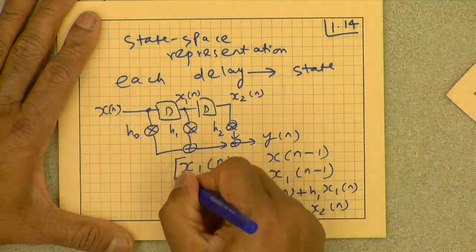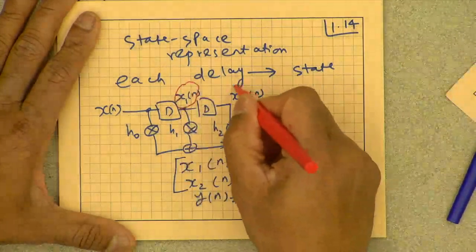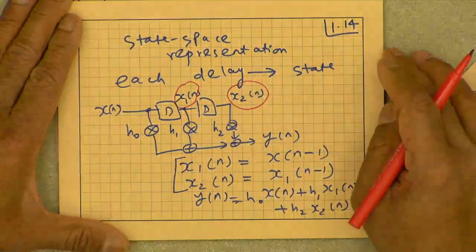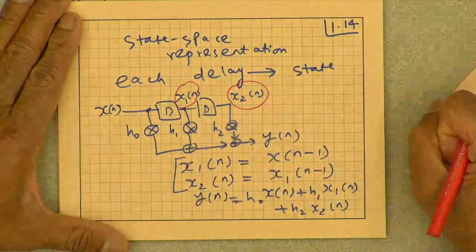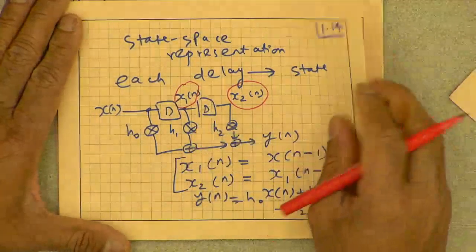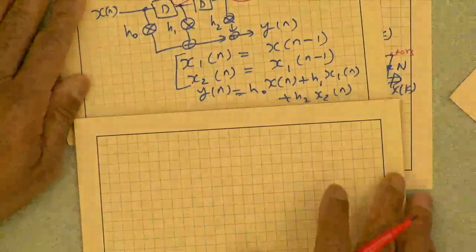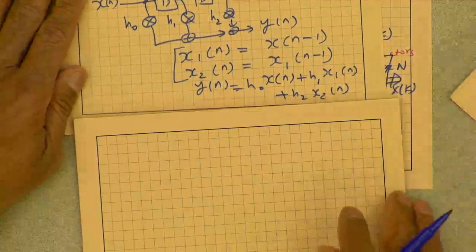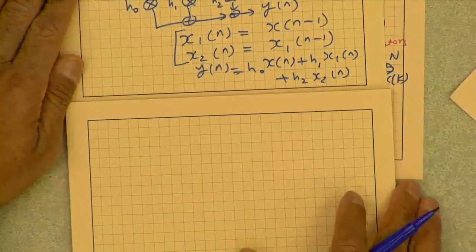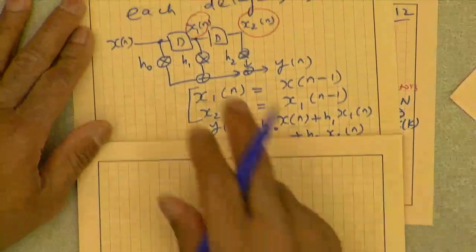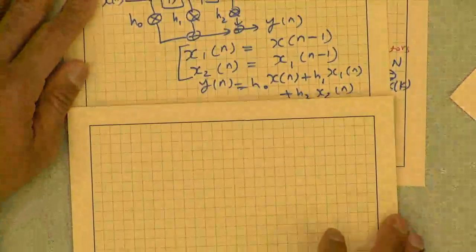So these two here are the state update representation. If these two are the two states, the output of every flip-flop or every delay element is a state that is being updated every clock cycle. So that's the notion of a state update representation. State update means the state is being updated every clock cycle. That means every clock cycle I'm sampling a new sample and computing a new output sample, but in the process I am feeding this x to the right. So we are updating these states.